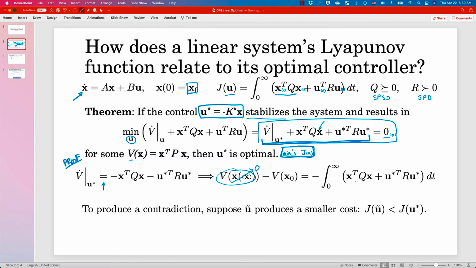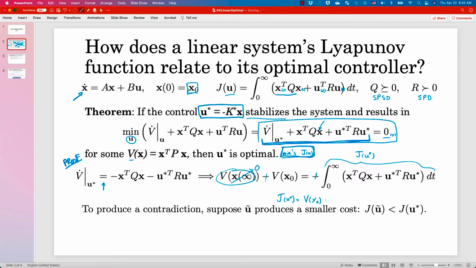And recall that this is our cost function. This is j evaluated at u star. Okay, so that'll become important. We drop the negatives, and this result says, so this cancels with this, this says that j of u star is equal to v of x0. All right, and that's pretty nice. The optimal cost is dictated by our, quote-unquote, Lyapunov function at the initial state. And I think that's a little surprising.